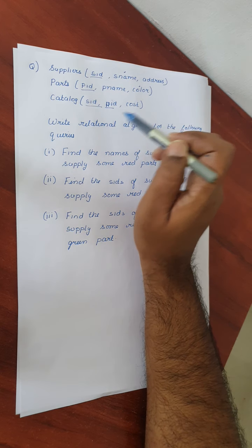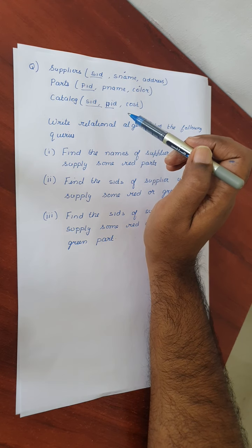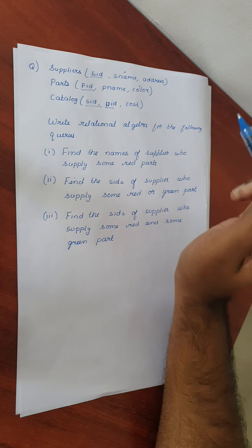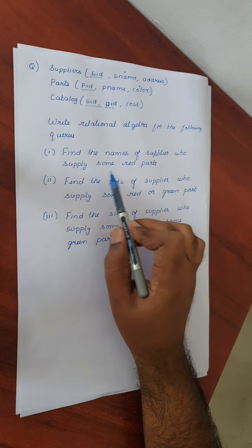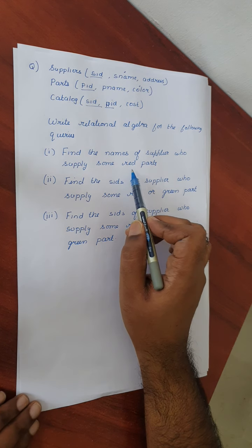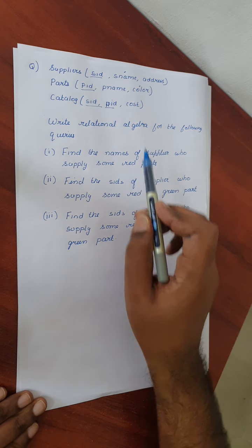Okay, from that resultant relation we can combine with this one. That is the task. Before that, we will select the column with the color equal to red. Find the name of the supplier who supplies some red parts.